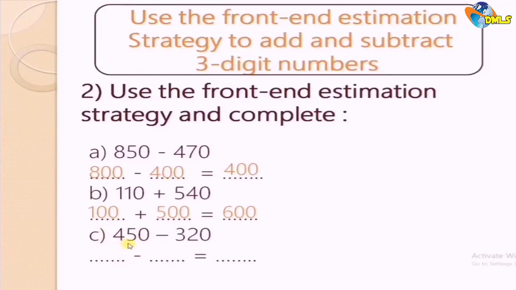Let's estimate 450. It's a 3-digit number, so of course we will look at, yes, well done, the hundreds place. Here in the hundreds place we find 4, and the value of digit 4 is 400, so the estimation of 450 is 400. Second number, 3-digit number, so of course you will look at the hundreds place. Here in the hundreds place we find 3, and the value of digit 3 in 320 is 300. So the estimation of 320 is 300. 400 minus 300 of course equals 100.